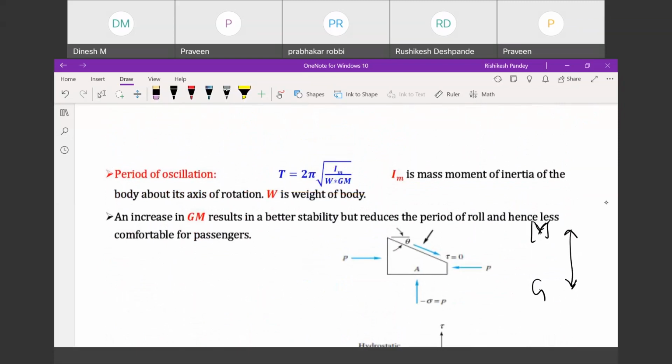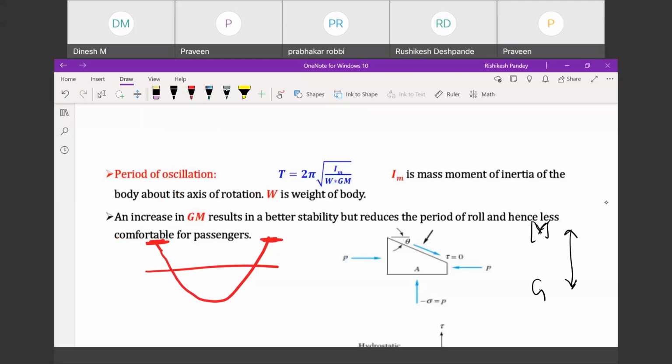So there are two things when you are traveling in a ship. One is stability and one is comfort. Are they the same? Can you say stability and comfort are the same thing? You see, stability means it will never overturn. Stability means it will always come back to its initial equilibrium condition. So it will never overturn. That is stability.